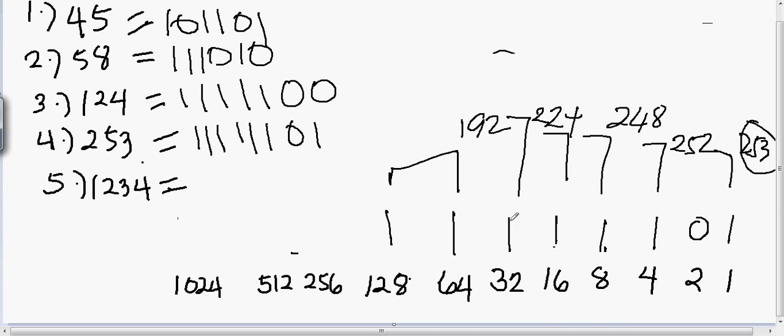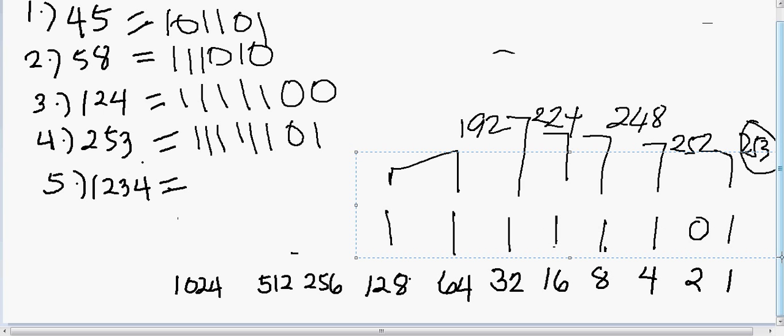So you need to be careful, because with one mistake, we cannot get the correct answer. Okay, so last we will convert 1234 to binary. So I will delete this first.